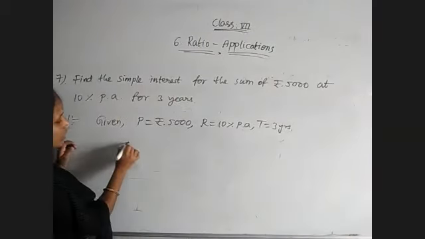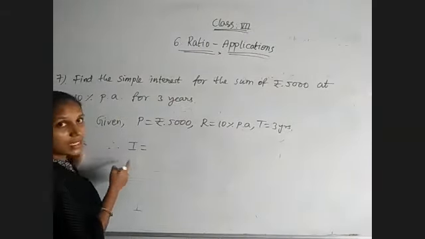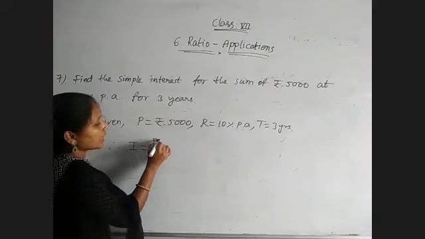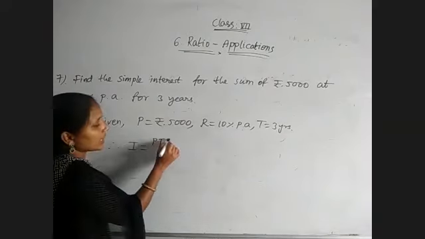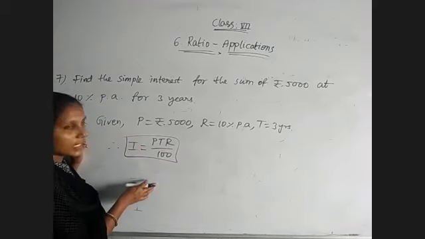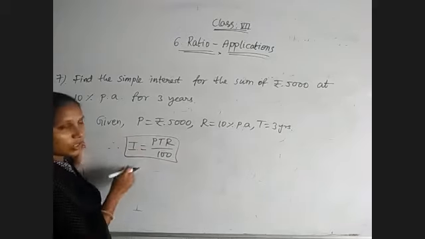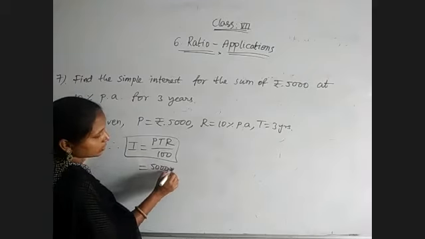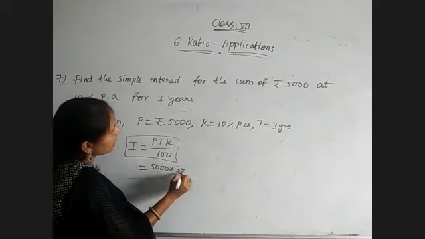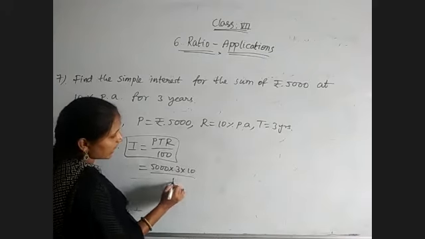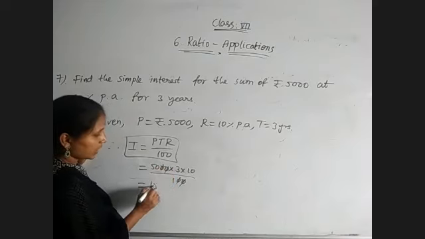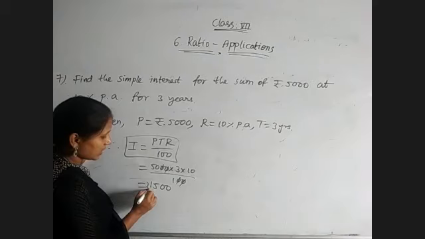Therefore, we have the formula for simple interest, or simply we write I, otherwise simple interest, PTR by 100. This is the formula. And if they are asking to find out the amount also, after getting the interest, find out the amount. I equal to PTR by 100, which is equal to 5,000 into T value 3 years and R value 10 divided by 100. So 2 zeros will get cancelled. 5 3s are 15, then 1500 interest.